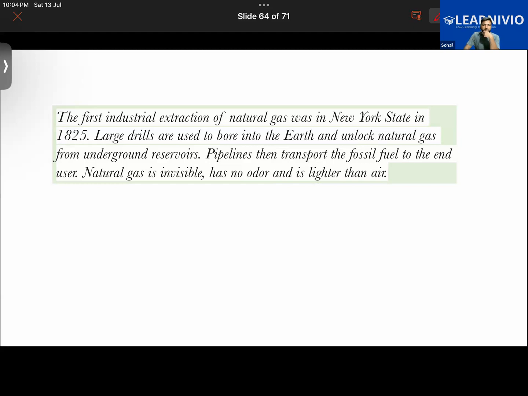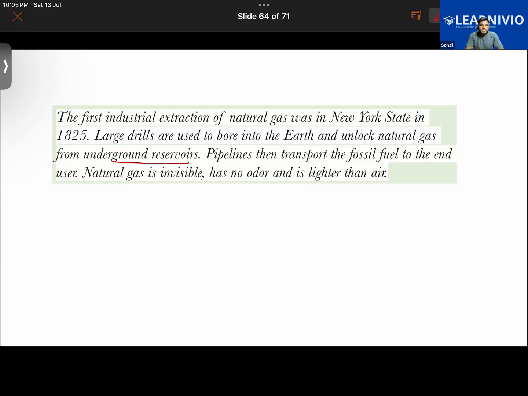So for the first time, where was it discovered? New York. So the first industrial extraction of natural gas was done in New York State in the year 1825, where large drills were used to bore into the earth, and thereby we can obtain the natural gas from the underground reservoirs, basically the place where it would be found.